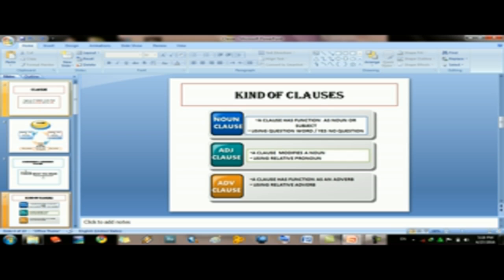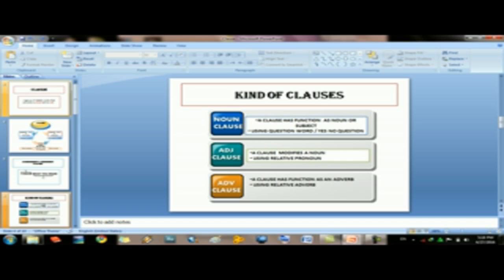For the first is noun clause. A noun clause has a function as a noun or subject. The connector in a noun clause is a question word or yes/no question. The second one is adjective clause. An adjective clause modifies a noun. And the connector of an adjective clause is a relative pronoun like who, whom, whose, which, that, where, and when.